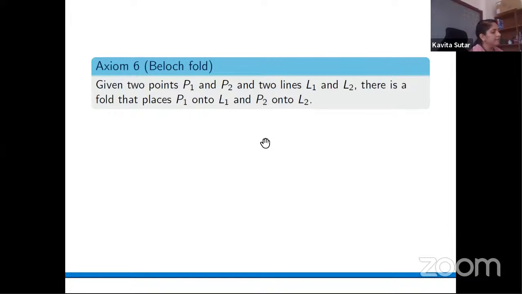Okay. So let's see. I want P1 to fall on L1, P2 to fall on L2, one fold that will do both these things. So what I'm going to do is put P1 on L1 first and then move the paper around to sort of put P2 on L2. Okay, so P1 is on L1. Yeah, there it is. I got it in the first go. So I found a fold here. Now you can see, probably because this paper is transparent, that P1 is lying on L1 and P2 is lying on L2.